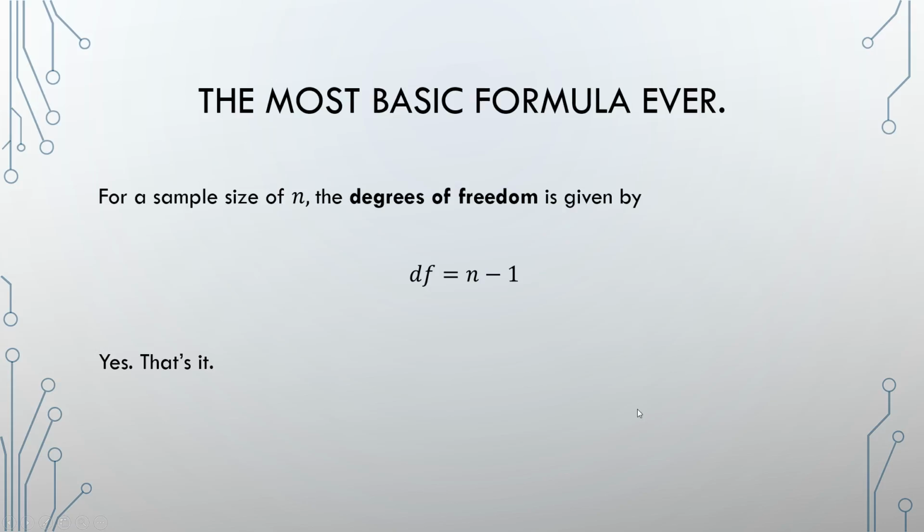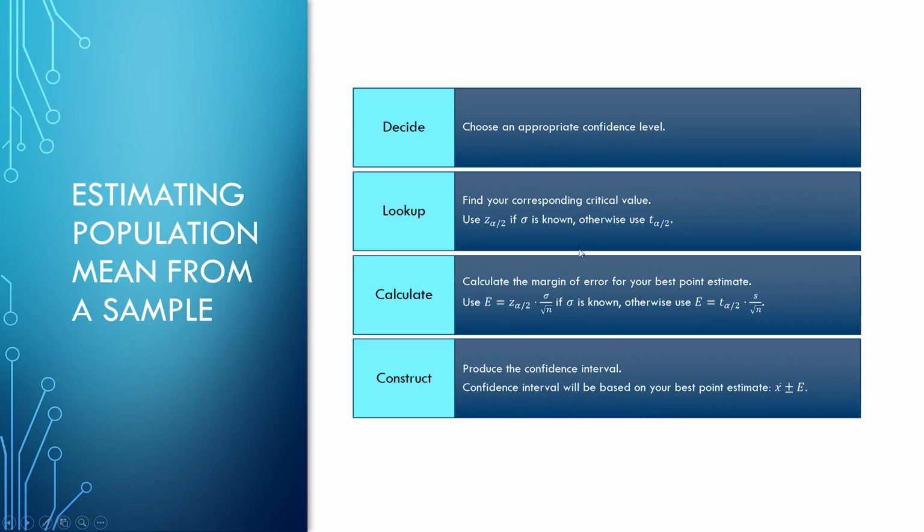And that's it. So that's how we use the table to look up our critical values. That's what we'll do there. Then we'll use our new equation, and then finally we'll produce the confidence intervals. And that's really the big changes between what you've been doing.